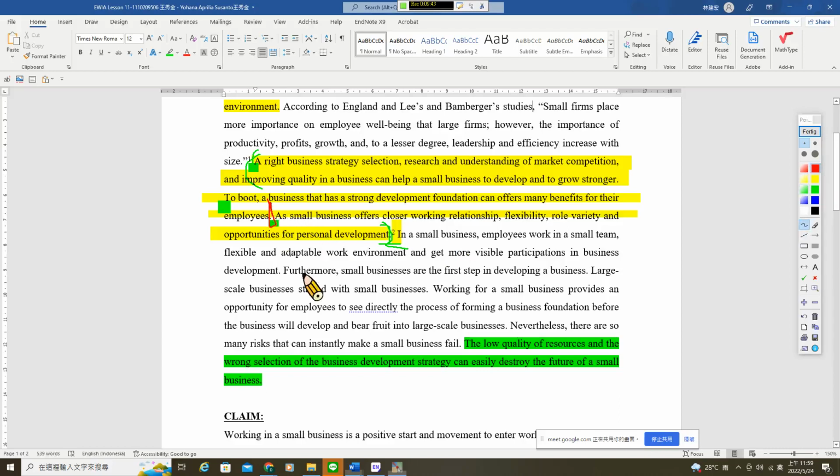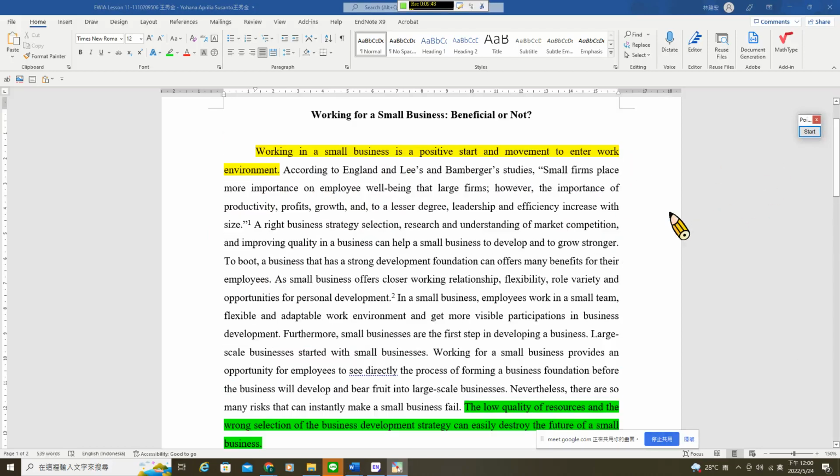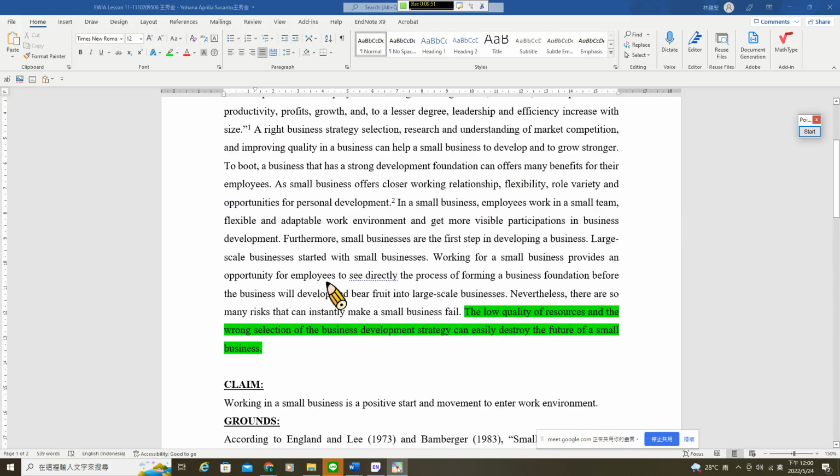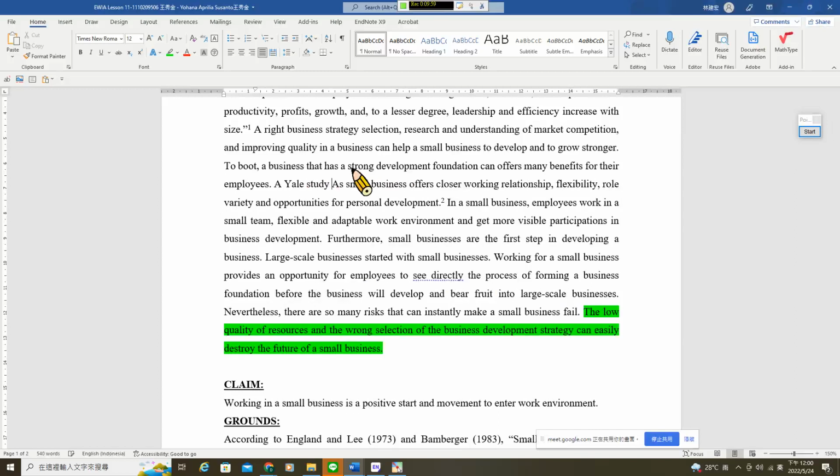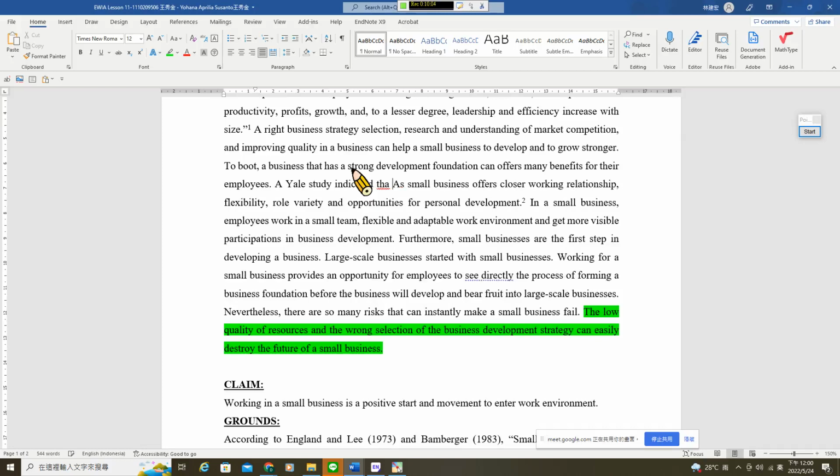But how can you identify the beginning? Mark the beginning. You have to say something like this. Let's see this one: a Yale study indicated. Well, if you use this, then apparently this is the beginning, right? And this is the ending. So you have to mark the boundary all the time. It's very important.